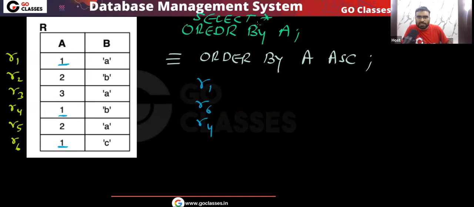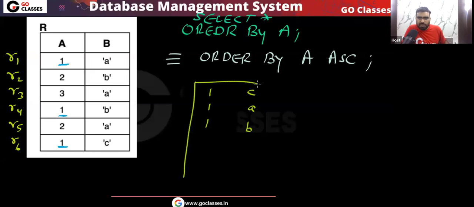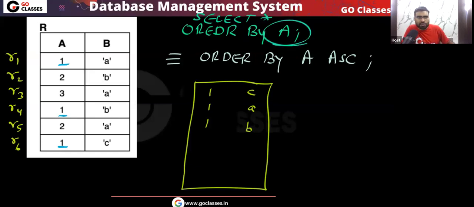Okay, let's assume select star is there. So the whole tuple will come. Remember, the whole tuple is going to come. Is it possible that the first tuple can be 1C, the second tuple 1A, the third tuple 1B? Yes, of course, that is possible because the ordering is happening based on A. Here, the A value is the same. So this is definitely possible.